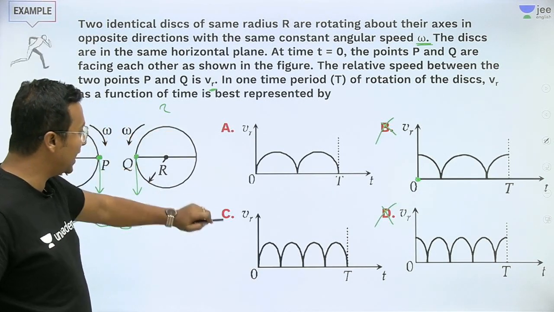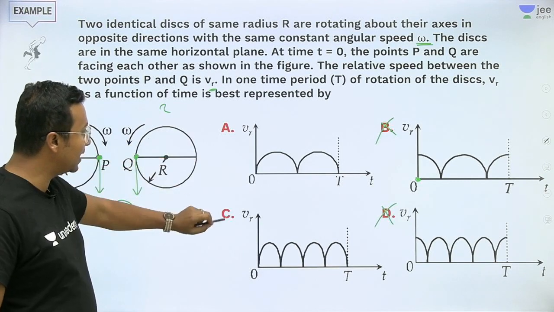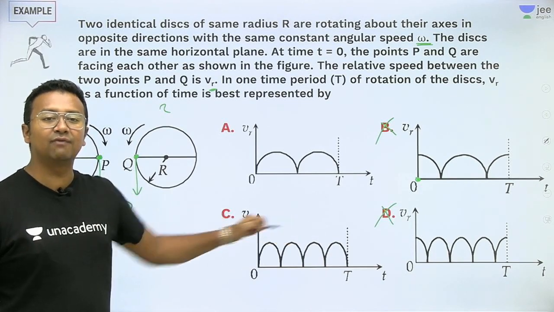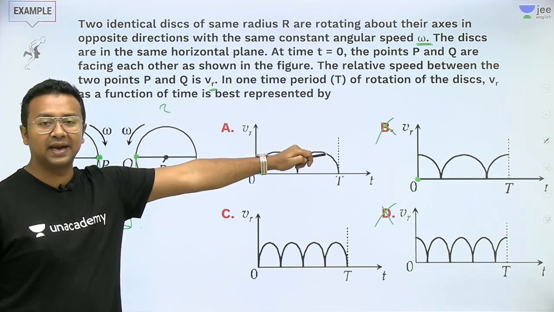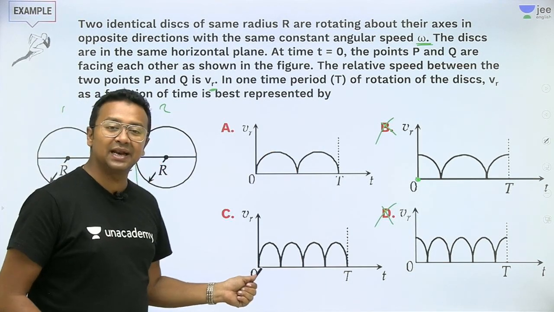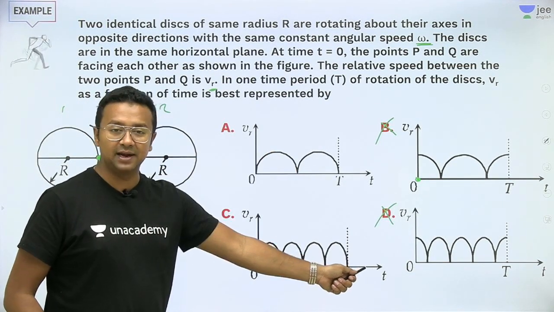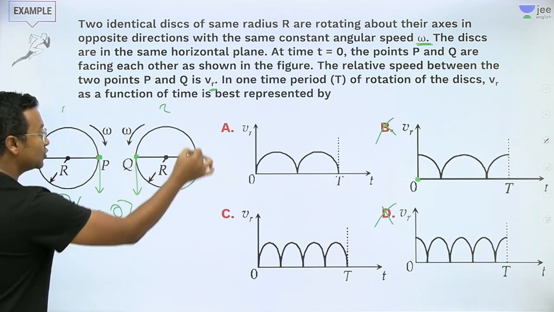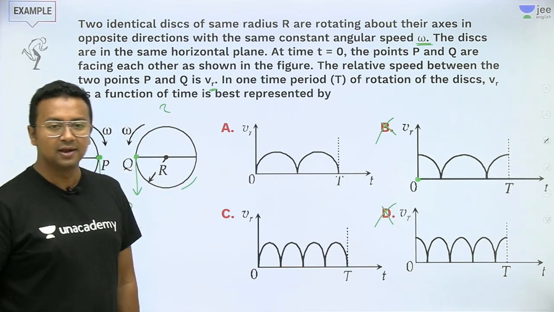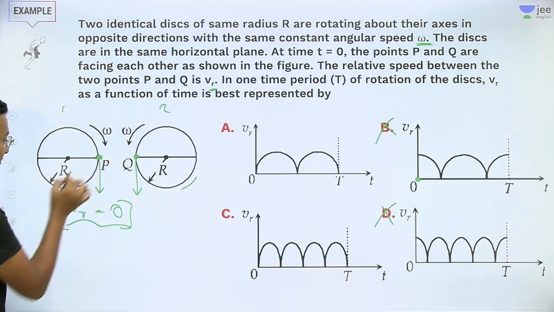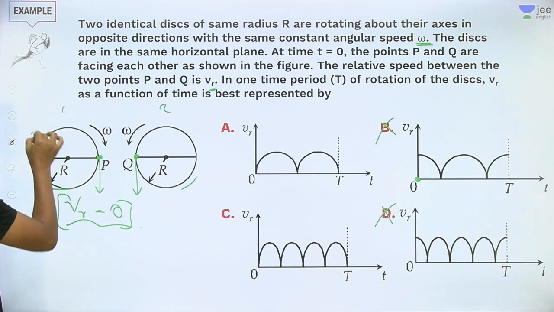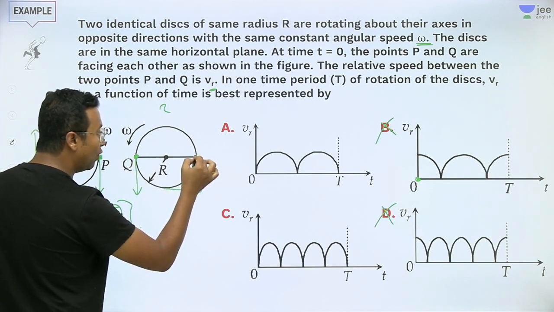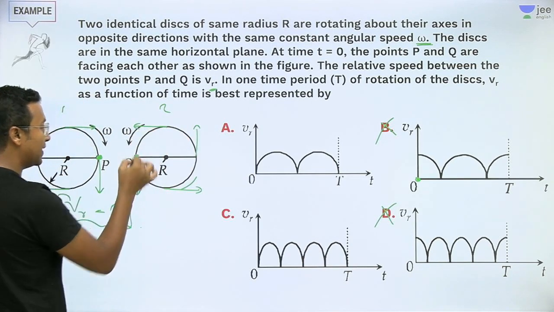So, we have option A and option C. Now, the question is, how many times do we get a maximum in one time period? 4 times or 2 times? Or how many times does the relative velocity become 0 in one time period? In one time period means P has rotated completely and come back here and Q has rotated completely and come back here. So I can say this is time t equals 0, this is T by 4, this is T by 2, this is 3T by 4 and this is again T.